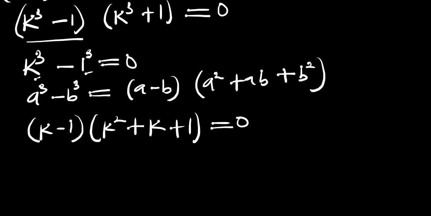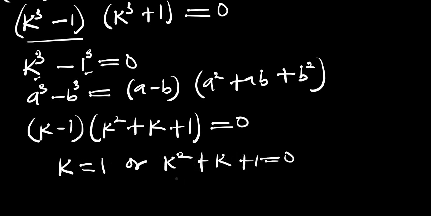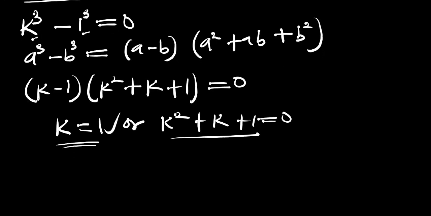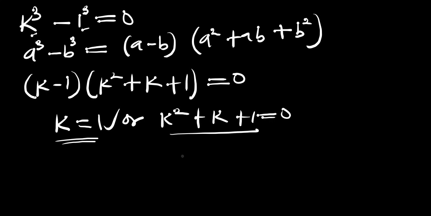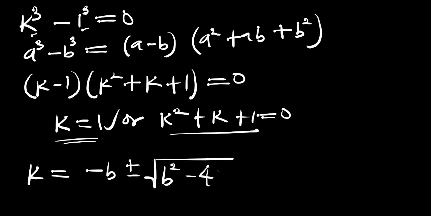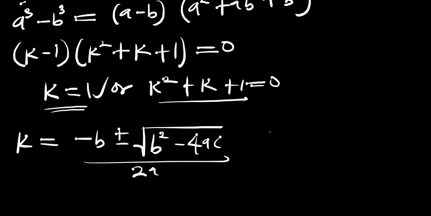So solving this, we are going to have k = 1, or k^2 + k + 1 = 0. Now this is a quadratic equation. The k = 1 is a real solution that we have gotten. Now let's solve this quadratic equation in order to find the other values of k. So we are going to have k = (-b ± square root of b^2 - 4ac) divided by 2a, and from here we have a = 1, b = 1 and c = 1.